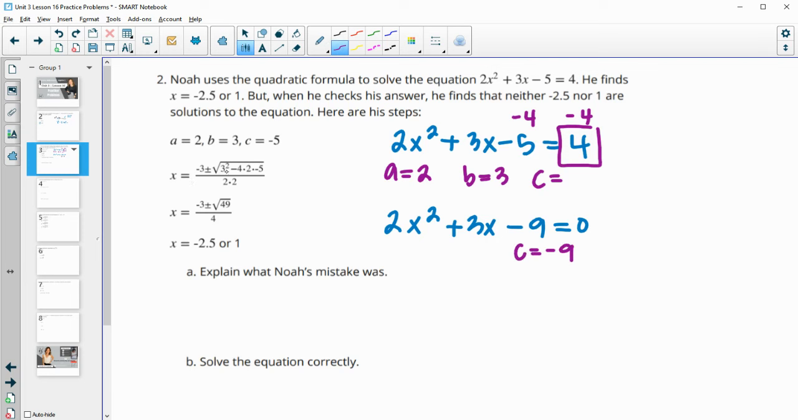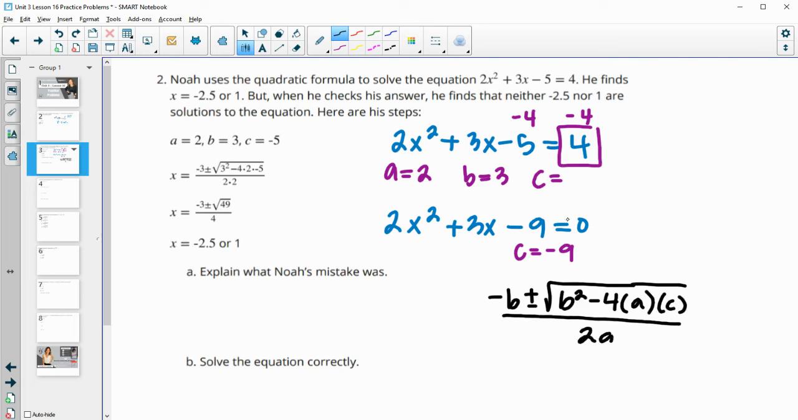So in this equation, remember, let me write down the quadratic formula. It's the opposite of b plus or minus the square root of b squared minus 4 times a times c, all over 2a. The only thing that he did incorrectly was this c term should have been negative 9. So in his work, this negative 5 right here should be negative 9. So let's recalculate under here.